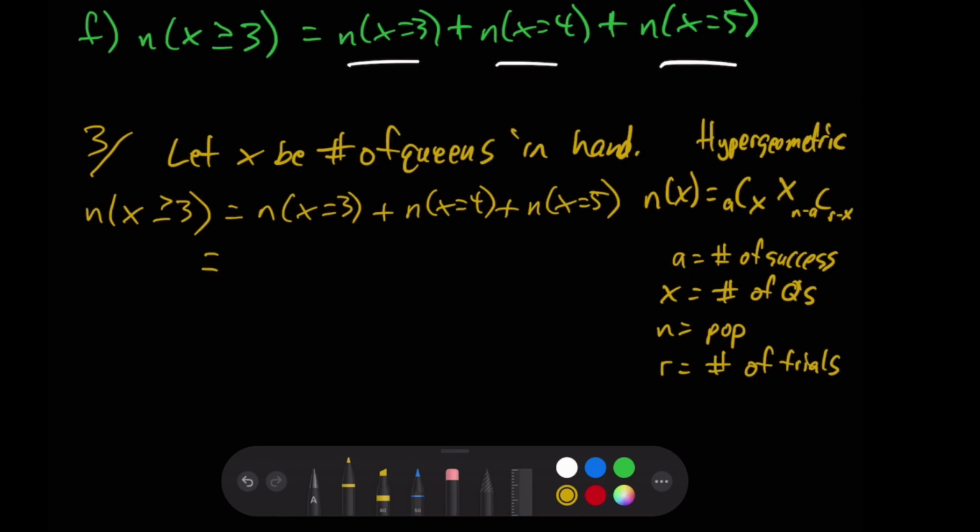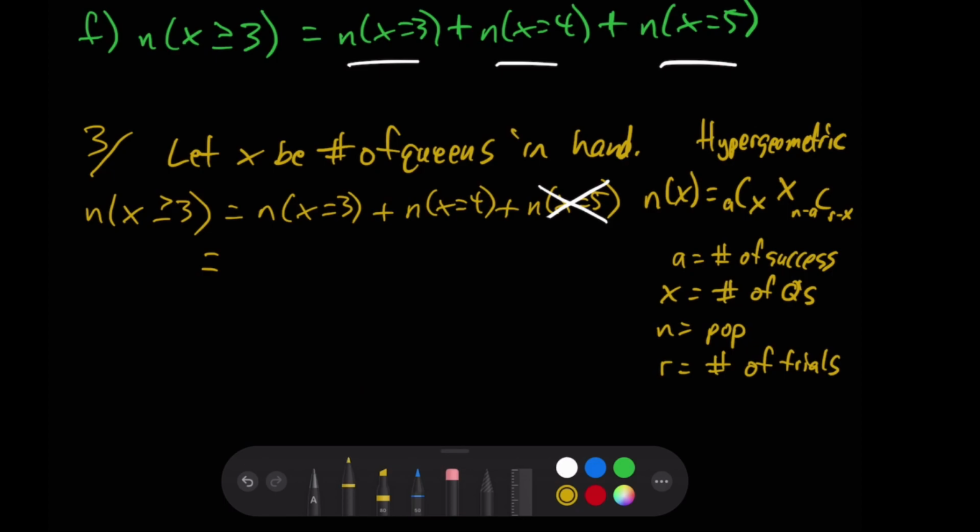So A is our number of successes. In other words, how many queens are there in the whole deck? Actually, we don't even need this because there's only 4 queens in the whole deck, so I can eliminate this term. I'll never have 5 queens. It's not possible. All right, that made our life a little easier before we even began.